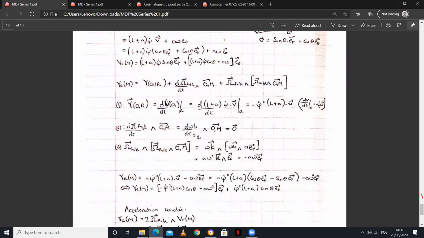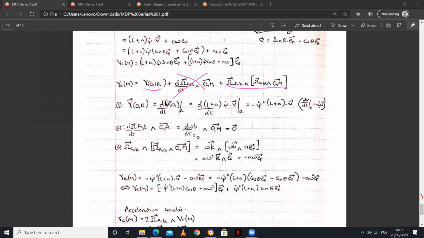Yeah. So they told us vitesse angulaire constant. So dω/dt, where ω is the vitesse angulaire constant, is going to be equal to 0. So that means this term we can even cancel out. There's no need to calculate it, because this is 0, and 0 vectorial any vector is going to give us 0. So we just need to calculate this guy and this guy there.